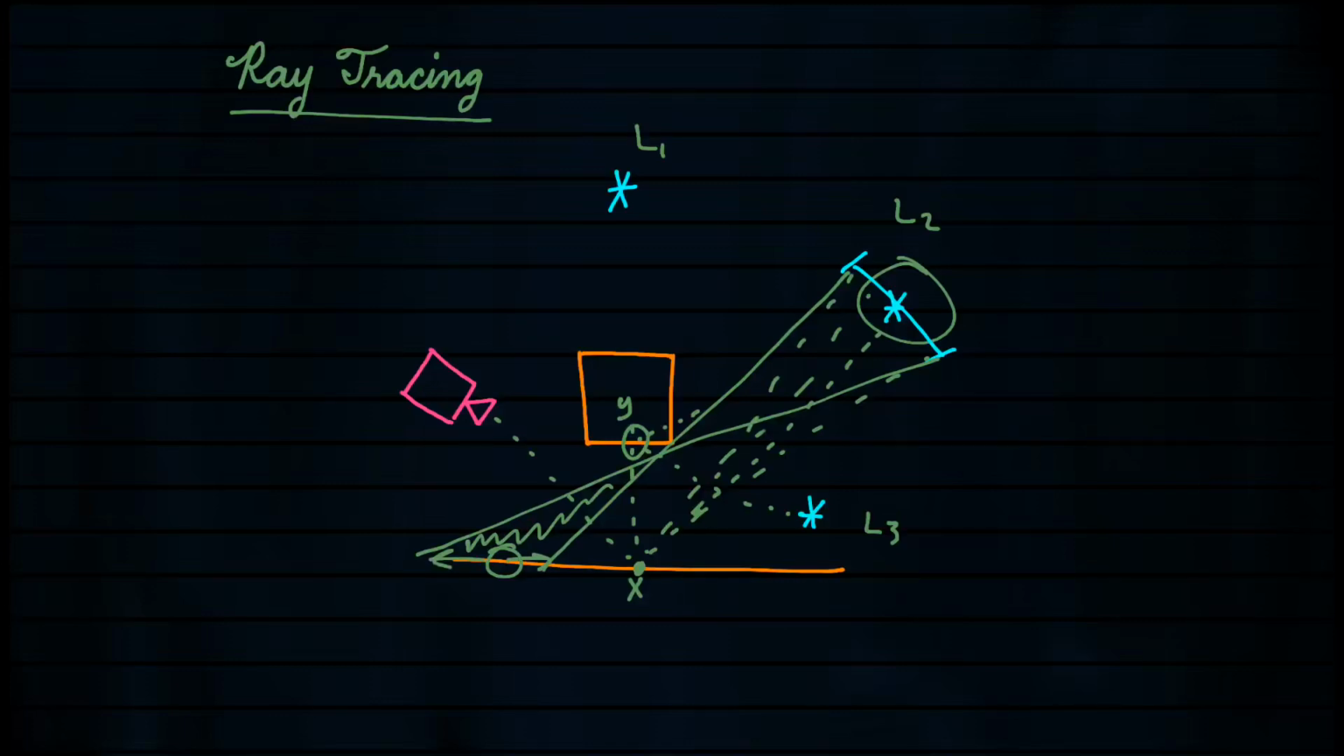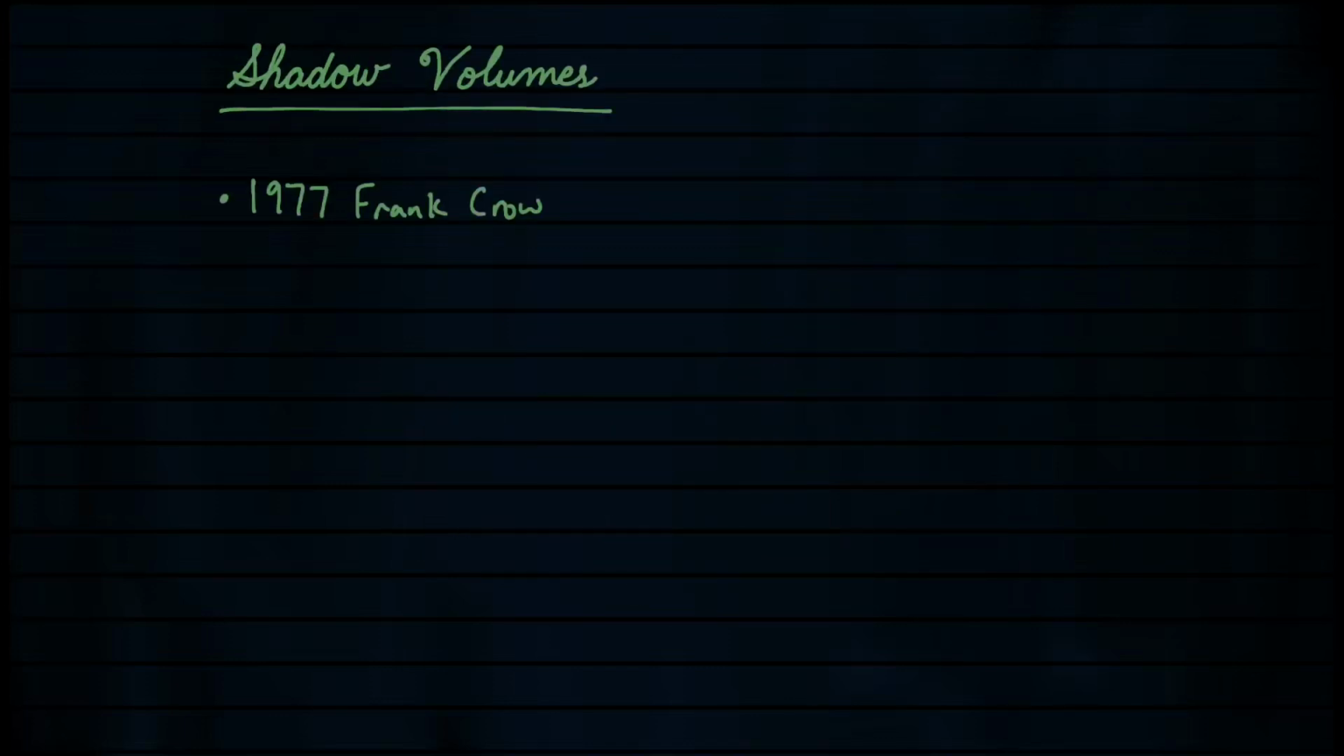Okay, so let's go ahead and take a look at the next method, which is a real-time method called shadow volumes. This next method is called shadow volumes, and it was invented by Frank Crow in 1977. The way that this particular approach works is, for one, we're doing real-time rendering, so instead of tracing rays, we're drawing polygons on the screen.